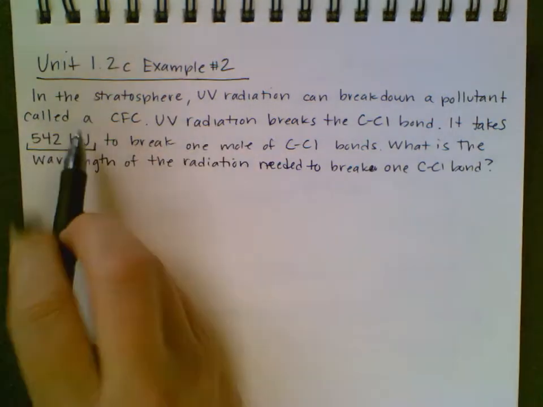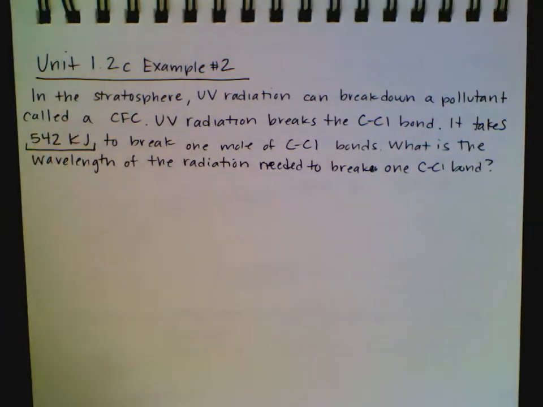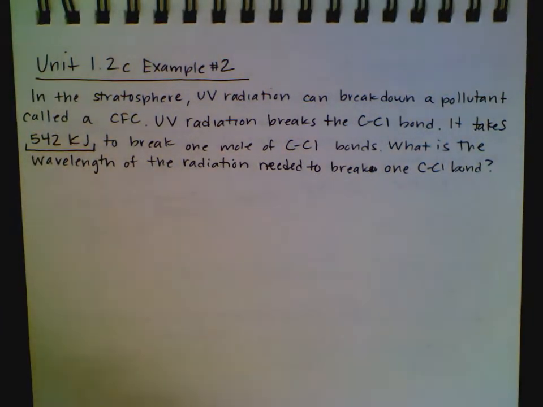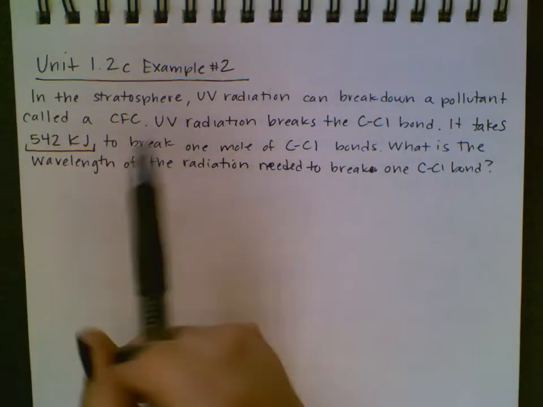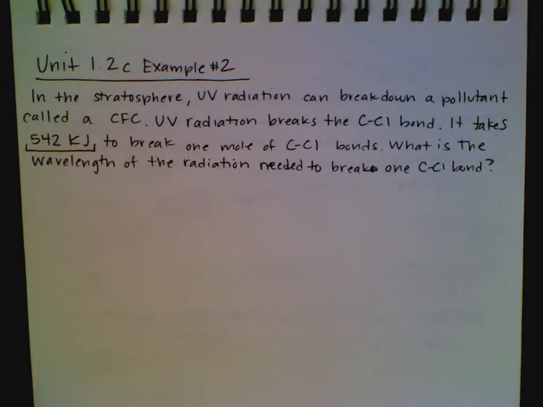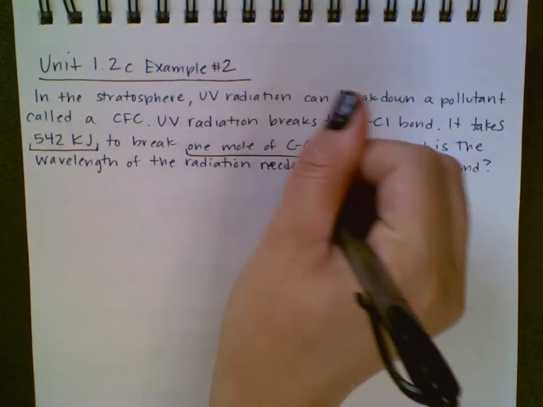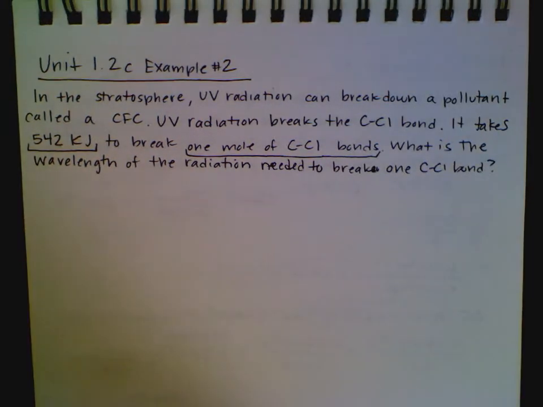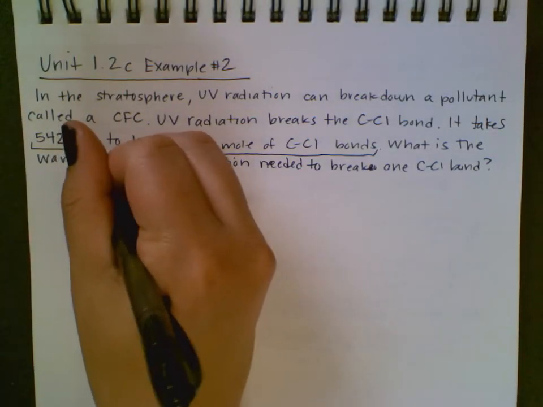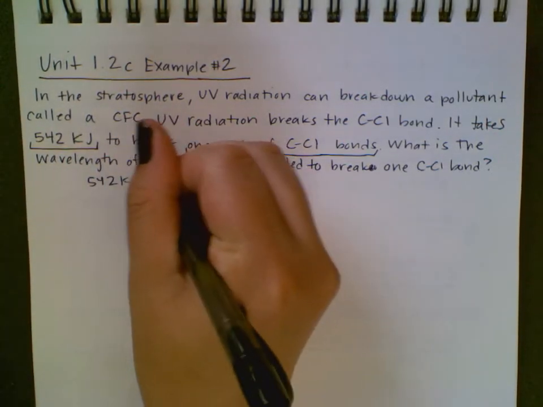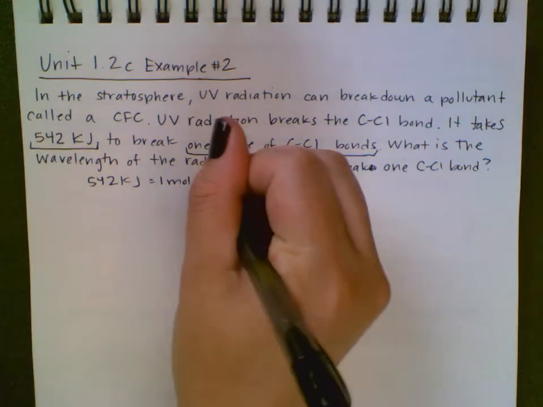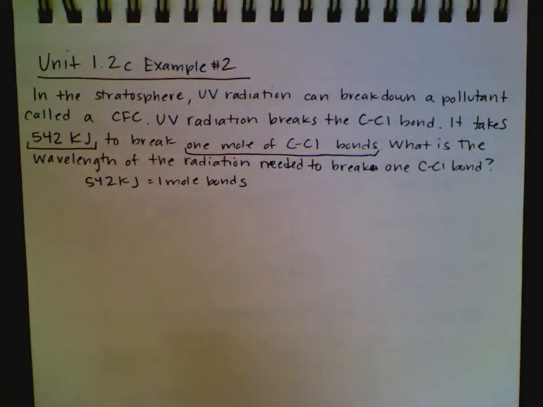They give us a lot of story here, which is delightful. And one of the things that you're going to find in the AP exam is that they tell you a lot of story. So the hard part about that is picking out what is useful. So they give me this kilojoules of energy. And then when you read through it, it says it's kilojoules to break 1 mole of bonds. Okay, so 542 kilojoules is equal to 1 mole of bonds. So we're going to kind of keep that in the lockbox for our information a little bit later.